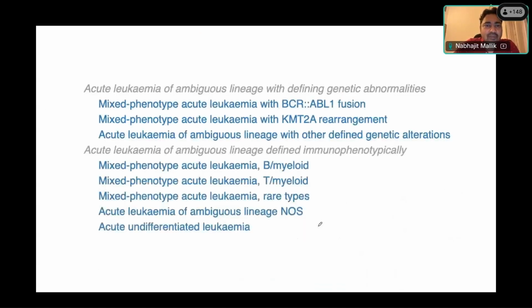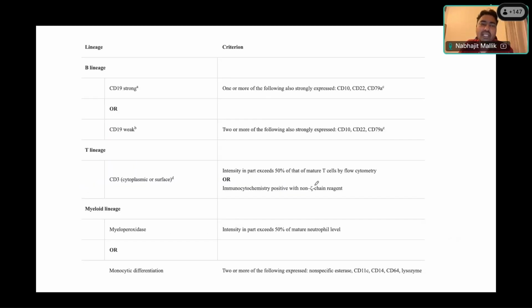So this is the table that you have. Mixed phenotype acute leukemias can be with BCR-ABL, or KMT2A rearranged, and some other defined alterations are also there. Otherwise, they can be called B myeloid or T myeloid. We have also seen B, T and myeloid lineages mixed together, but this becomes the mixed phenotype acute leukemia, T myeloid, right? And then we go through the lineages.